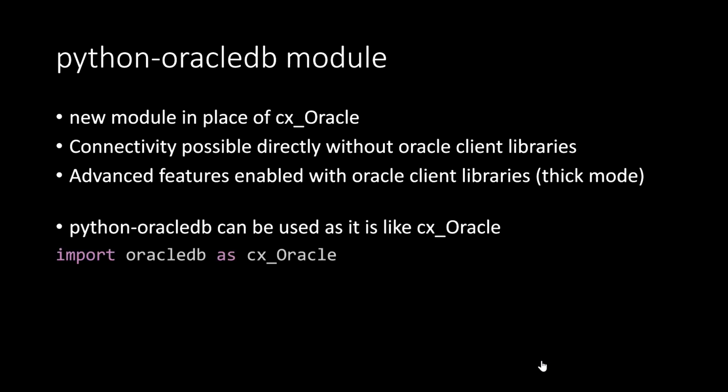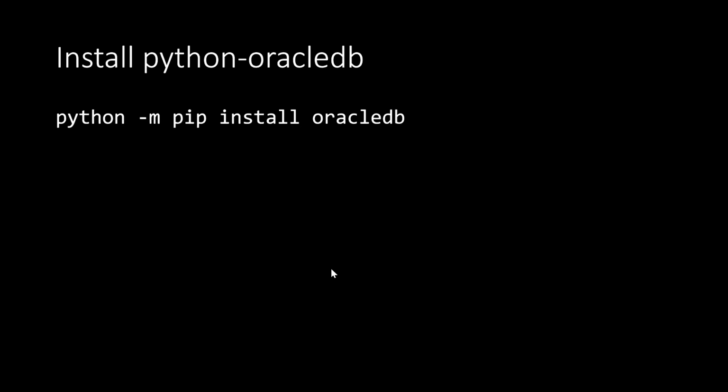And one good thing is that Python oracledb can be used like a drop-in replacement for CX Oracle Python module. For example, if you already have some legacy code running CX Oracle, you just write import oracledb as cx_Oracle to use the oracledb module in your existing Python code. And how to install this module? It's really simple. Just like CX Oracle, you just say python -m pip install oracledb.